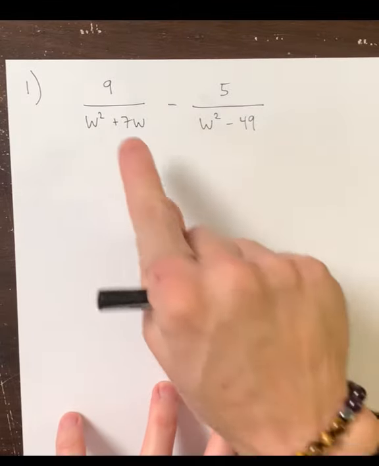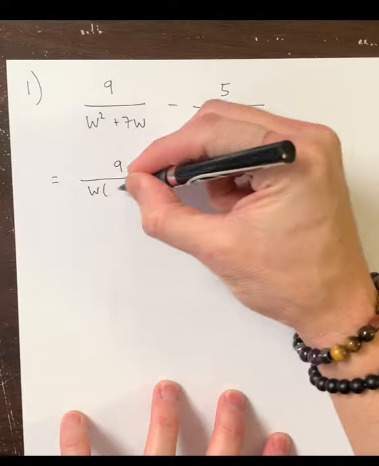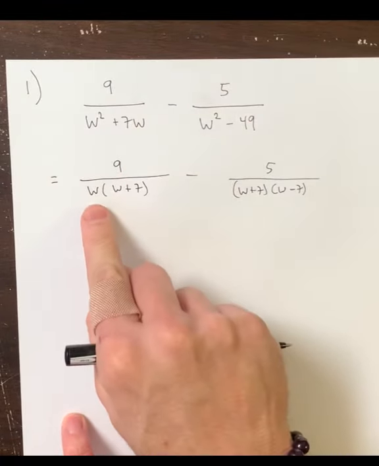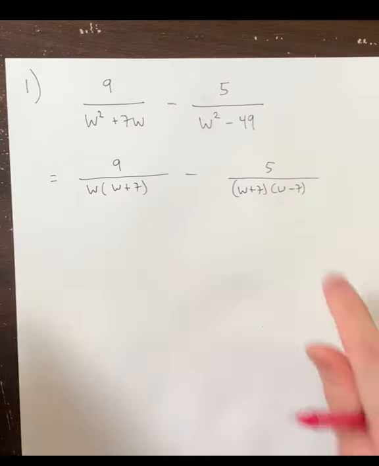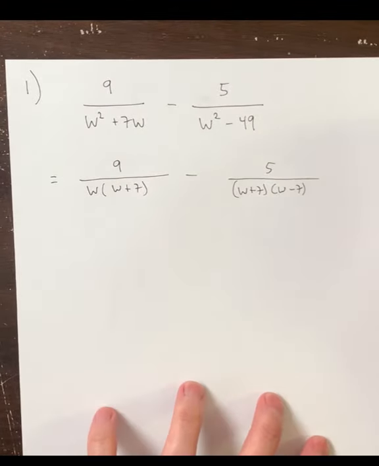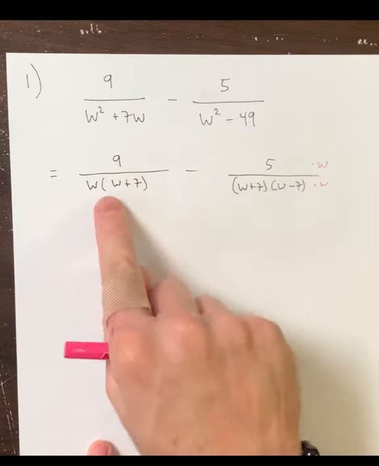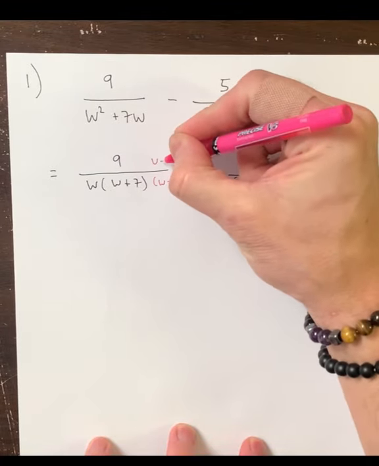So we begin by factorizing each of the two denominators. This had a GCF of W, and this was a difference of squares. And now that we see what these denominators are made out of, we can go through and give each piece what it needs. For instance, this denominator here needs an extra copy of W, and this one here needs a copy of W minus 7.